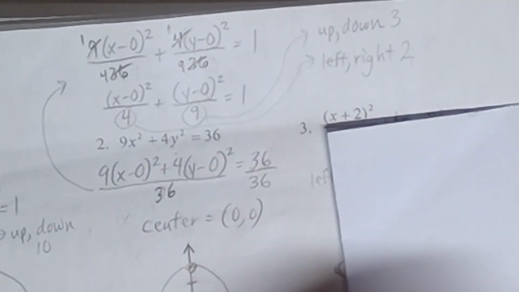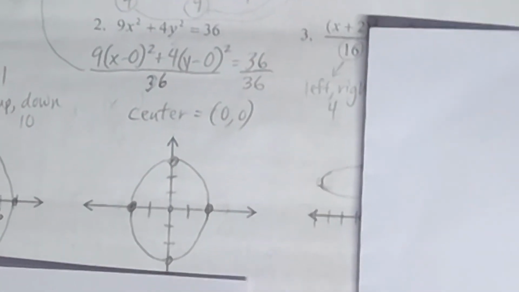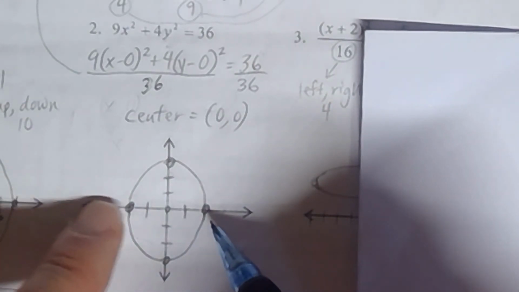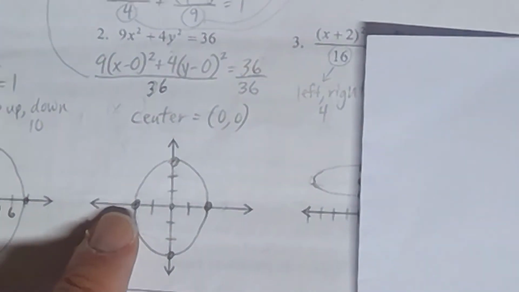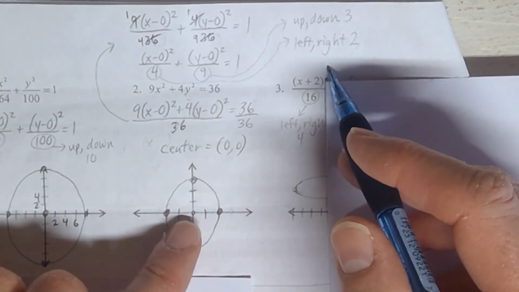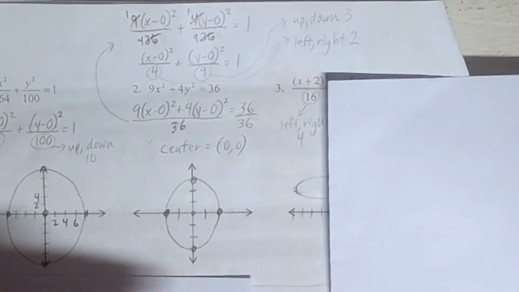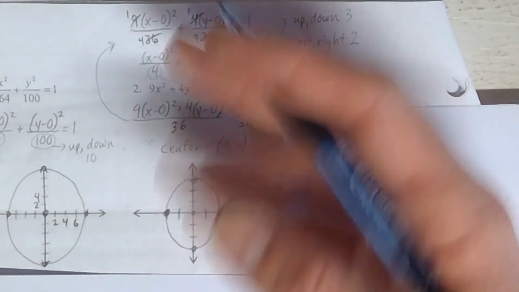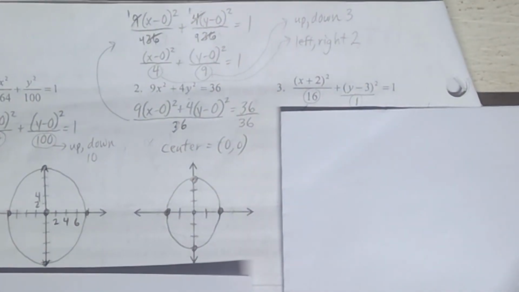So there's my center right there. Sorry about that. Let me come down here. There's my center right there, right at 0, 0. We went left and right 2, like we just discussed. There it is up there. We went left and right 2, and we went up and down 3, and we drew our normal ellipse-looking shape. A shape that looks like an ellipse.